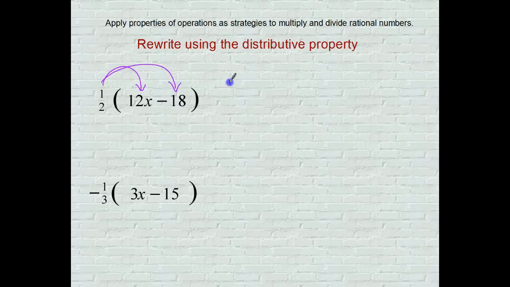So we're going to go 1/2 multiplied by the first term, which is 12x. We got to put it over 1. And then we're going to subtract 1/2 multiplied by 18 over 1. And what is that going to all simplify to?